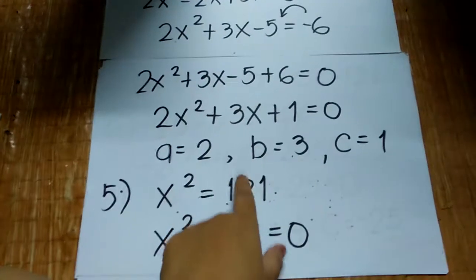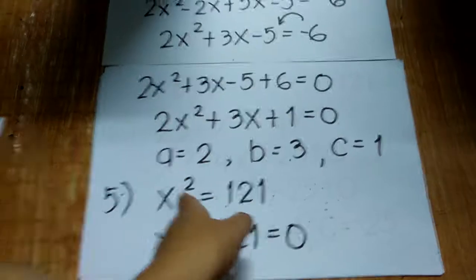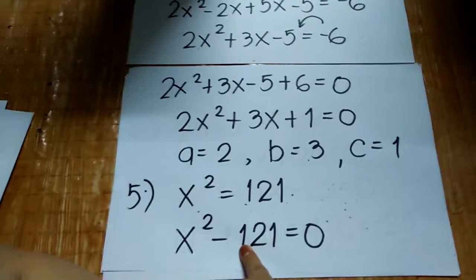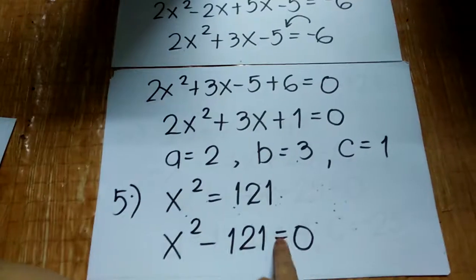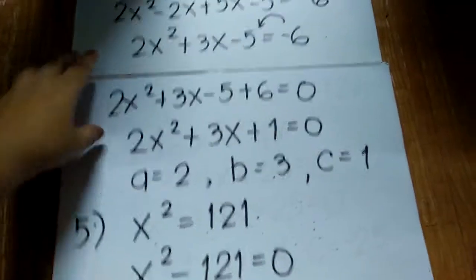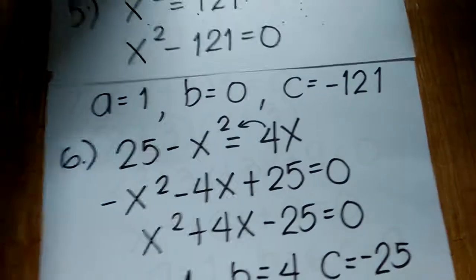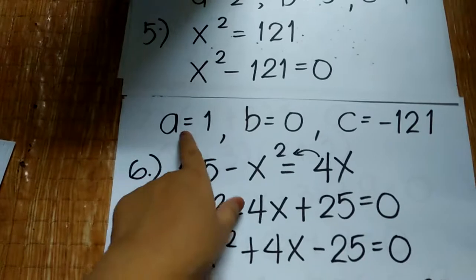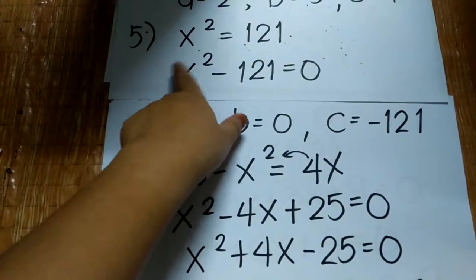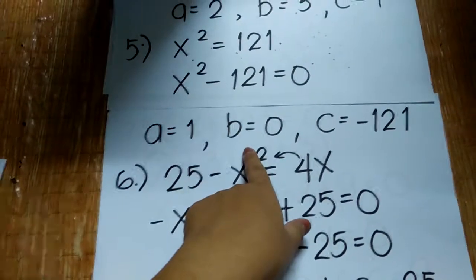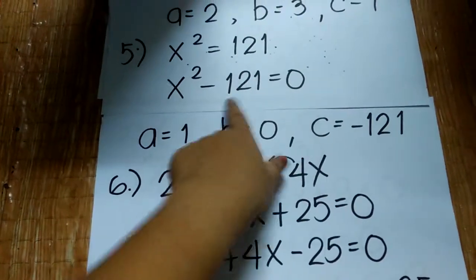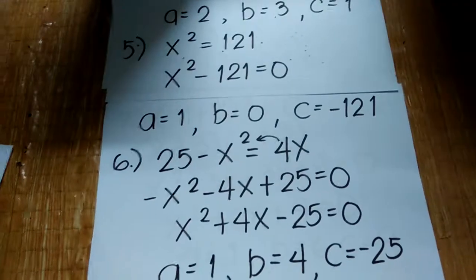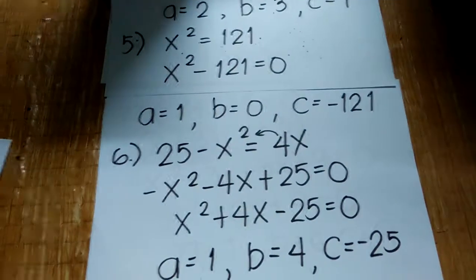So, ilipat lang natin 'tong si 121 sa kabila. Again, pag nilipat natin sa other side, magiging negative or magbabago ng sign. So, x squared minus 121 is equals to 0. So, pwede na tayong identify. So, we have A is equals to 1, invisible 1. B is wala, 0. And then yung C is negative 121. Ayan, ang dali lang, di ba?